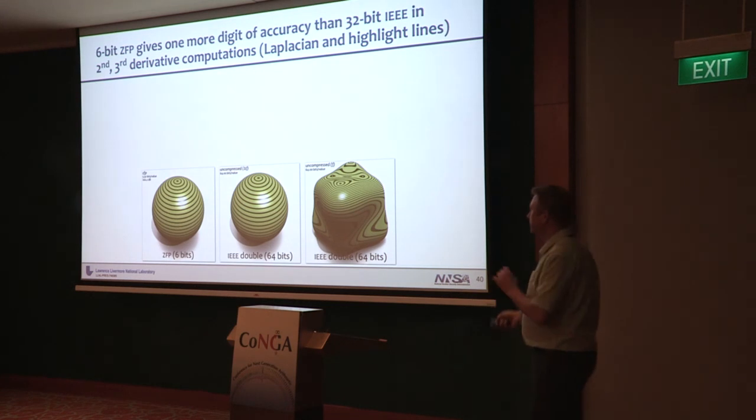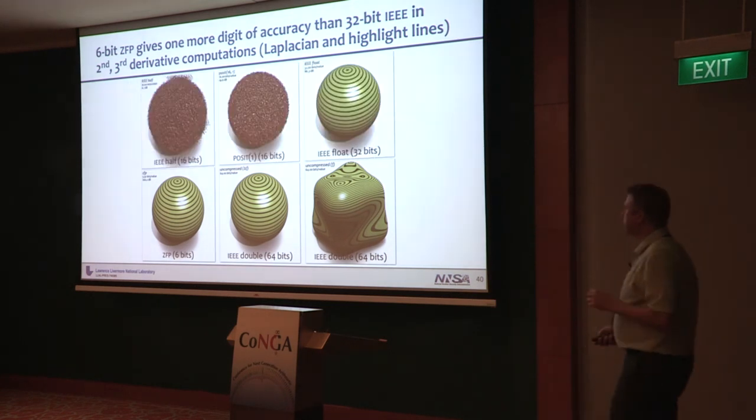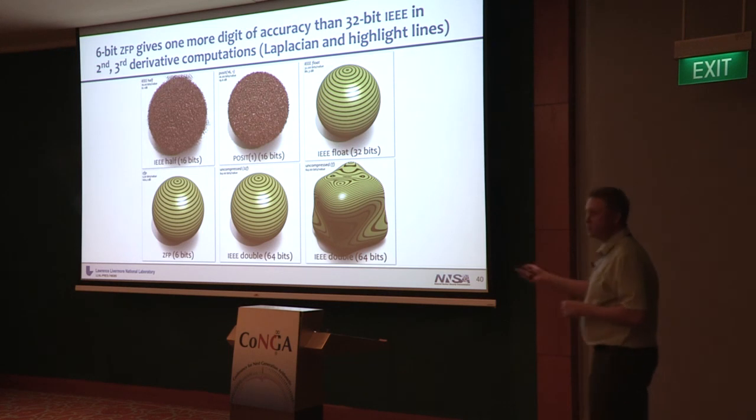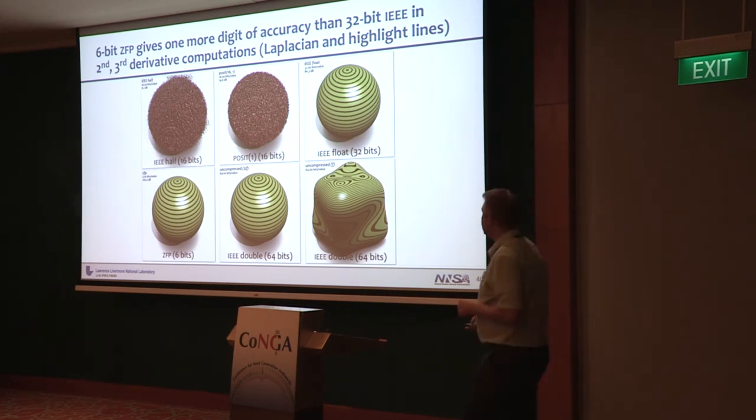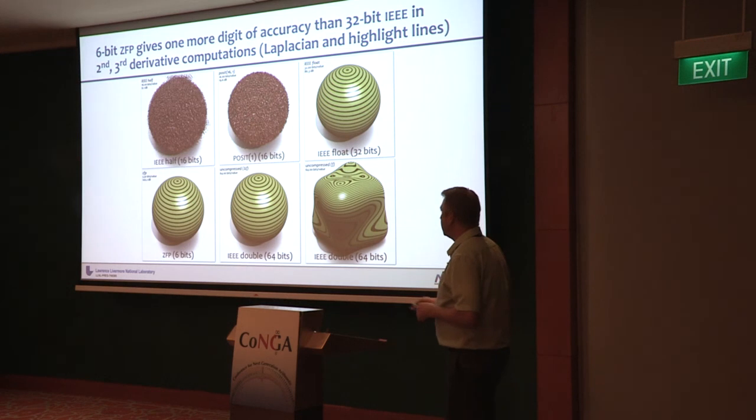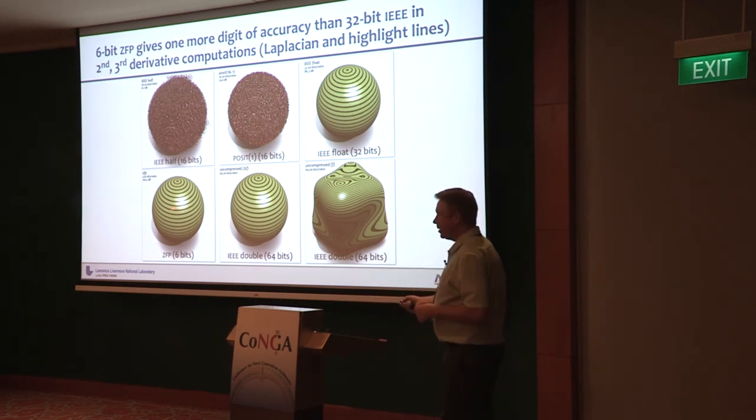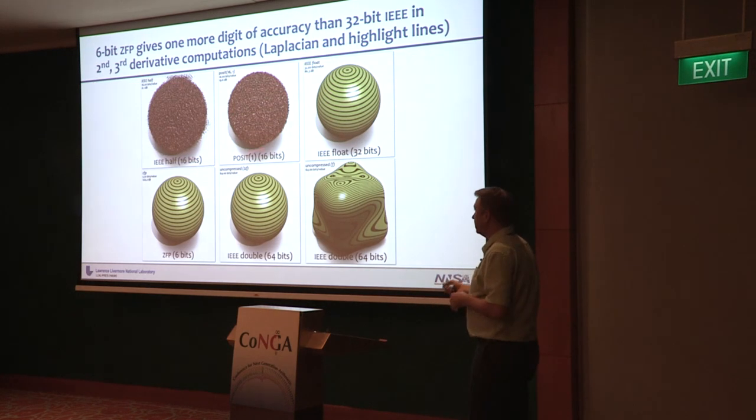You can see slight differences, but I would argue that those differences are much smaller than what you would get with posits and IEEE half at 16 bits instead of 6 bits. So quite a dramatic difference here. As a matter of fact, ZFP using only 6 bits per value gives you about another decimal digit of accuracy over IEEE floating point using 32 bits. Okay.